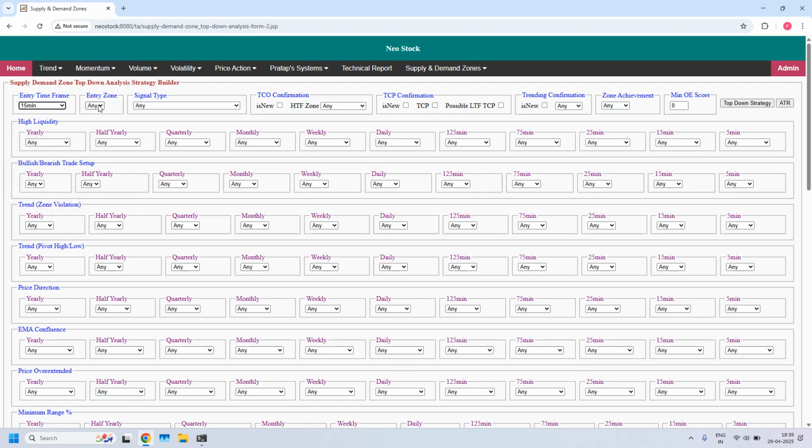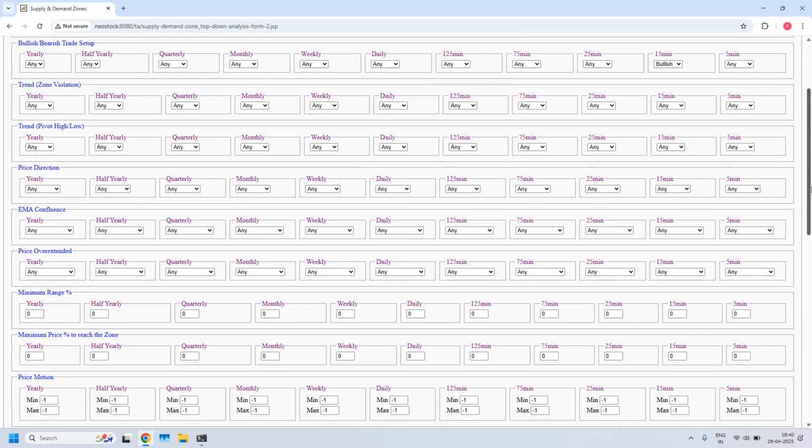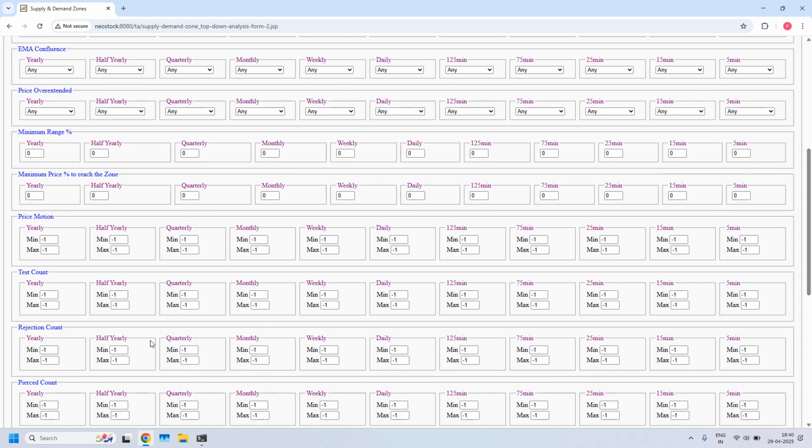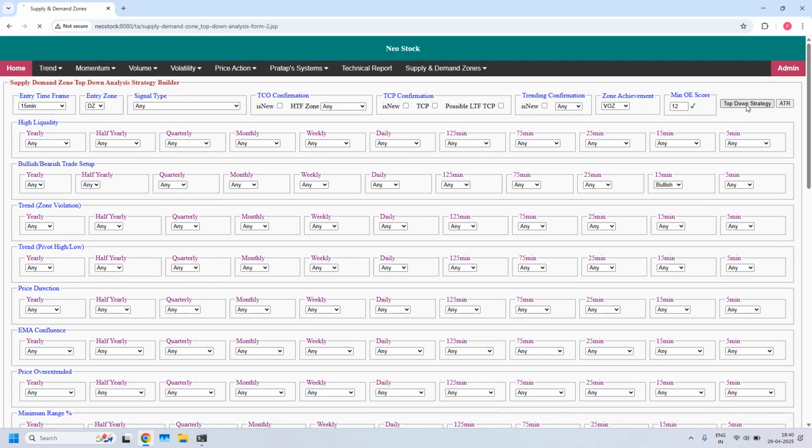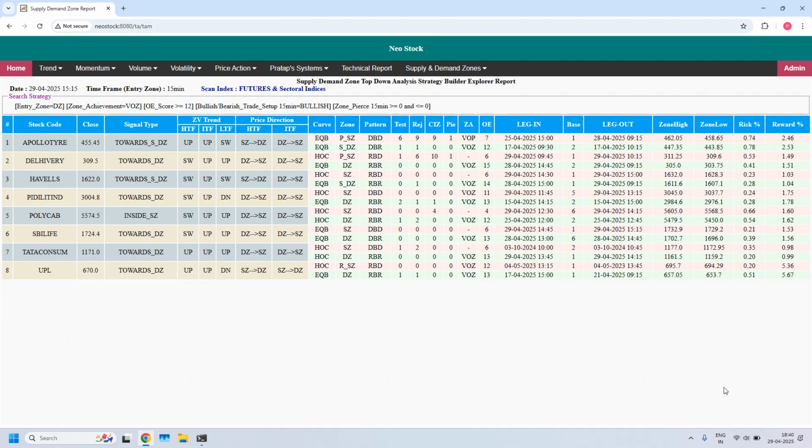Entry time frame 15 minutes, entry zone demand zone, bullish or bearish at 15 minutes. I am selecting bullish. Zone achievement VOZ, minimum odd enhancer score 12. And also the 15 minutes demand zone should not be pierced. So in the pierced count at 15 minutes time frame, minimum value 0, maximum value 0. With these filters, we got 8 stocks.